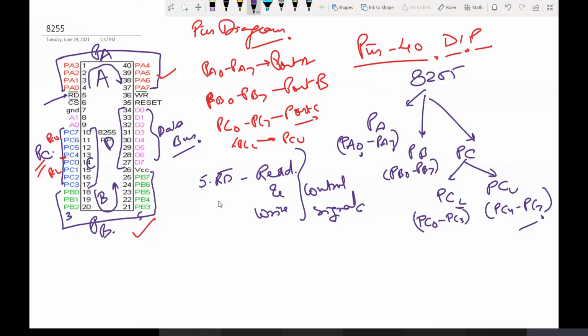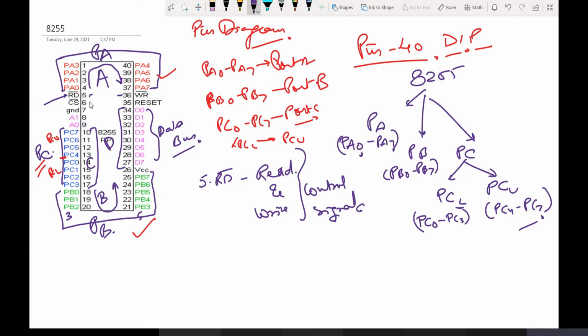Okay, so next we have pin number 5 and pin number 36. Now see what happens here. After port A, pin number 5 is read. What is the opposite of read? Write. Look at the opposite. Read, write. Read, write. Is that clear?